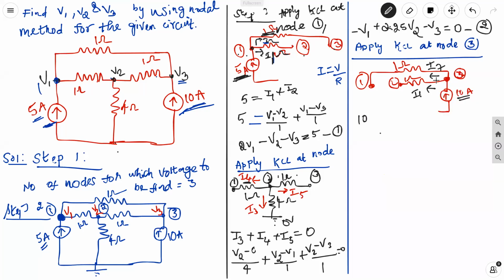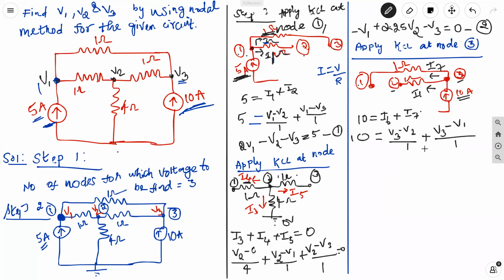Then there are 2 outgoing currents, I6 plus I7. Now you expand to get the I6 answer and also the I7 answer. I6 is the current through the resistor connected between node 3 and node 2, so it is V3 minus V2 divided by 1, plus I7, the current through the 1 ohm resistor connected between node 3 and node 1, so we keep V3 minus V1 again divided by 1.